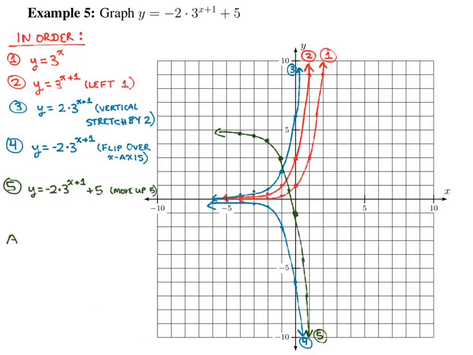And finally, I'd like to point out that the asymptote at the very end is the line y equals 5. The only thing that changes the asymptote is a vertical shift, right? Adding or subtracting a number on the very end. That's it. Okay, that's all we got for today.